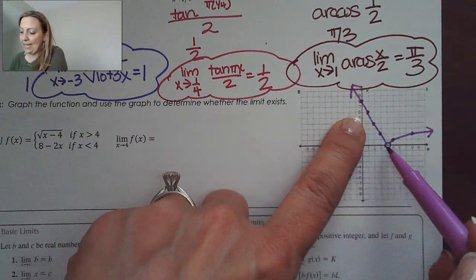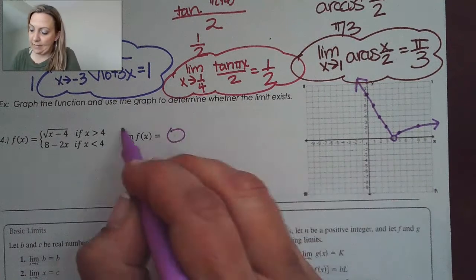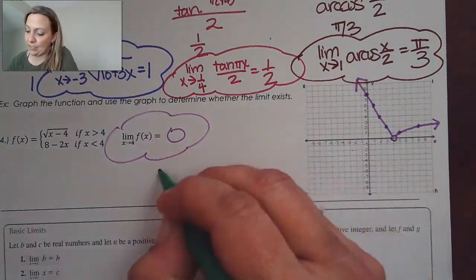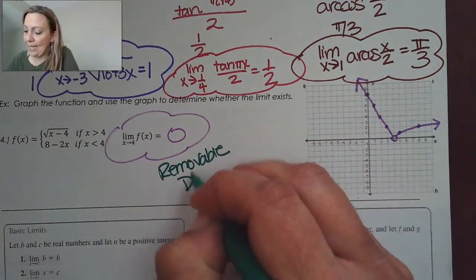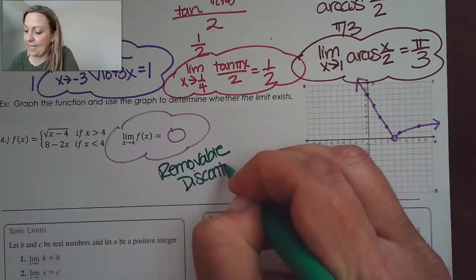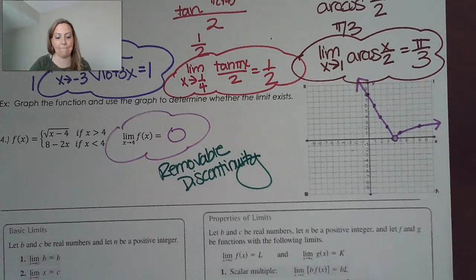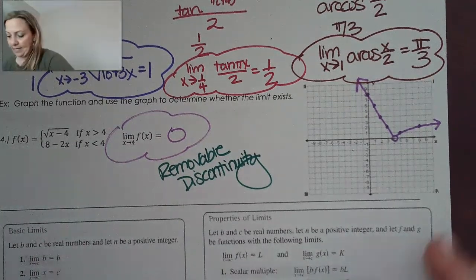From the left and the right, the function approached 0. Okay, and we can see that this was just a removable discontinuity. So again, if you have a removable discontinuity, then those are okay. Okay. So now we're going to do some properties with limits.